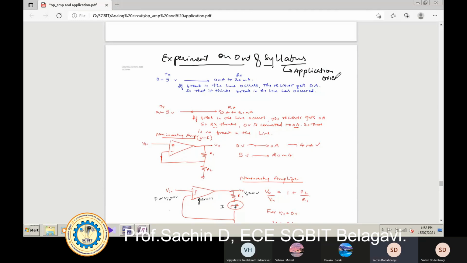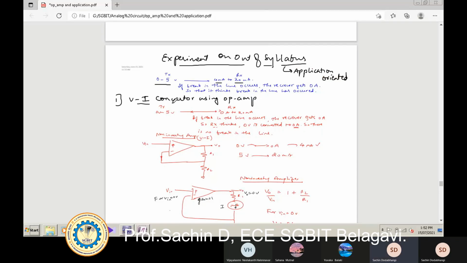Here in this case, you can see, if you zoom it, or if it is not visible, you can zoom it. Transmitter side, I am giving 0 to 5 volt, and at the output I need 4 milliampere to 20 milliampere. So our first experiment based on out of syllabus is V to I conversion. I need to convert voltage to current, V to I conversion, for the given design, a V to I converter using op-amp.